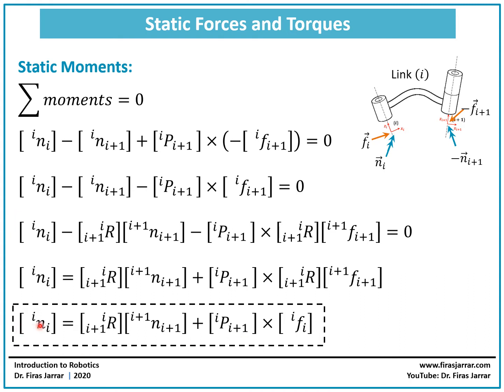On one side we have the moment at joint I, the moment vector at joint I. So this is a column matrix nx, ny, and nz at the origin of frame I expressed in frame I. And here we have the rotation matrix. This is the moment acting on the next link, and this is the position vector, and this is the force acting at the origin of frame I.